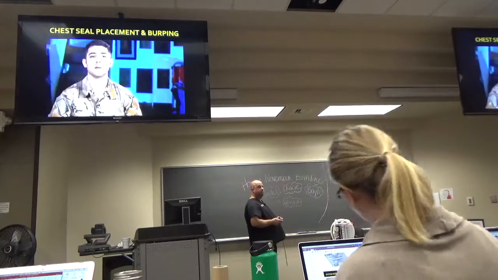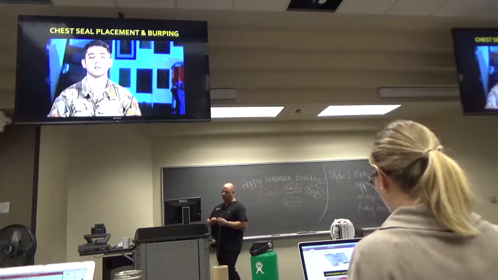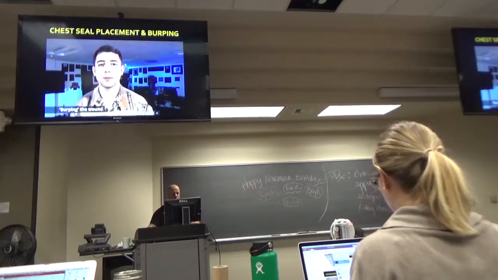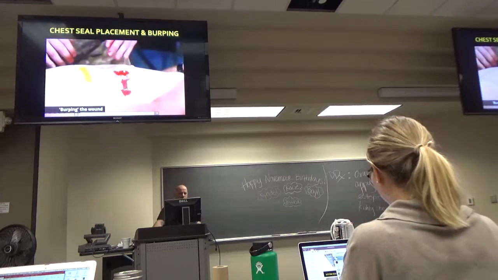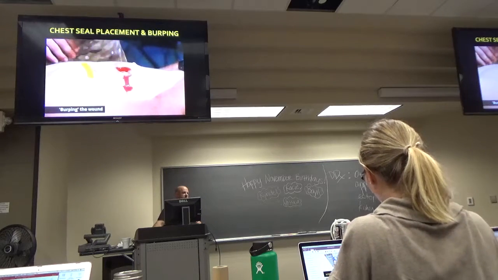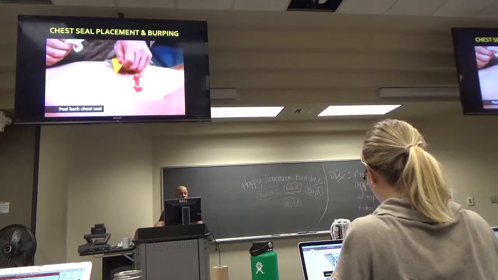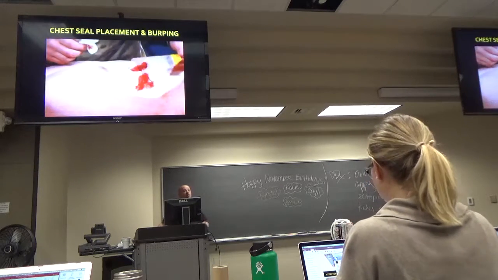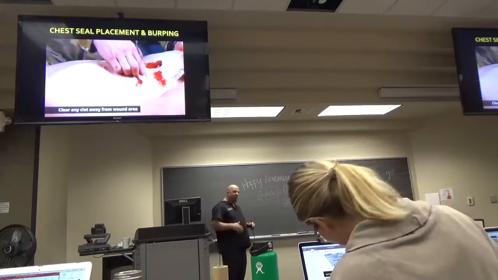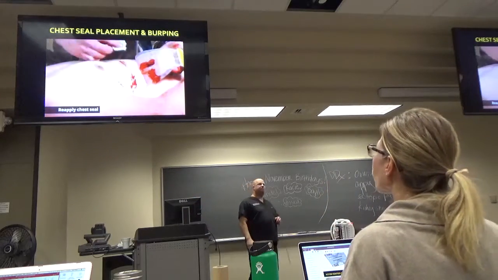And that concludes the application of the vented chest seal and the occlusive dressing. Now we're going to talk about burping the wound. Upon reassessment, if you notice any clots formed or any increase in respiratory difficulty, to burp the wound, simply peel back the chest seal. Clear any clot away, and if they start getting worse, reapply the chest seal upon exhalation.